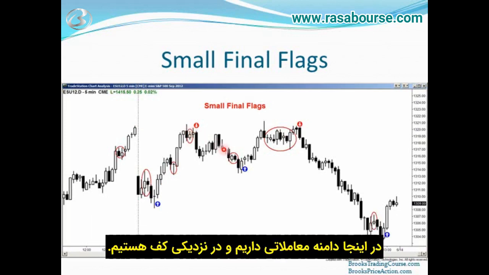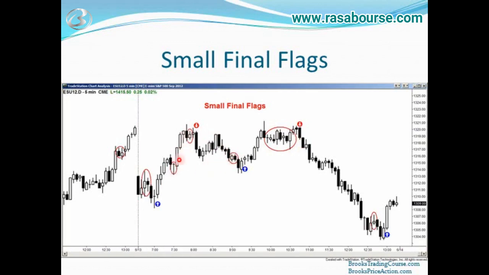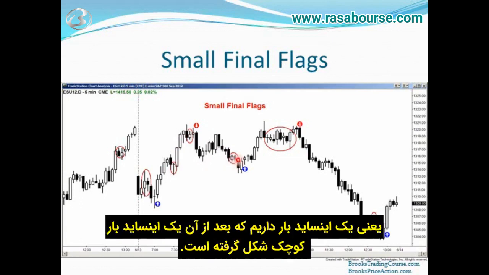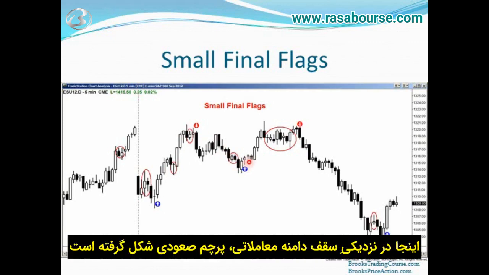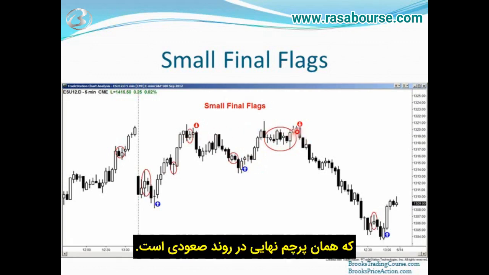Here's a trading range now, and we're near the bottom, near this bottom of the channel up. And this little II pattern, inside bar, followed by an even smaller inside bar, it might be the final flag of this bear trend, and it was. And again, a bull flag near the top of the trading range, it was the final flag in the rally.